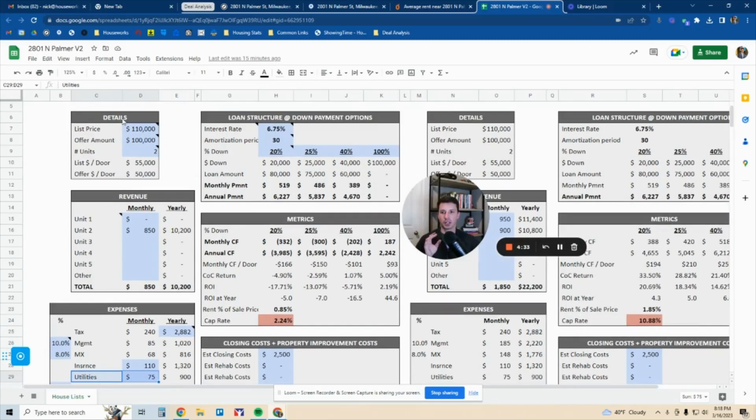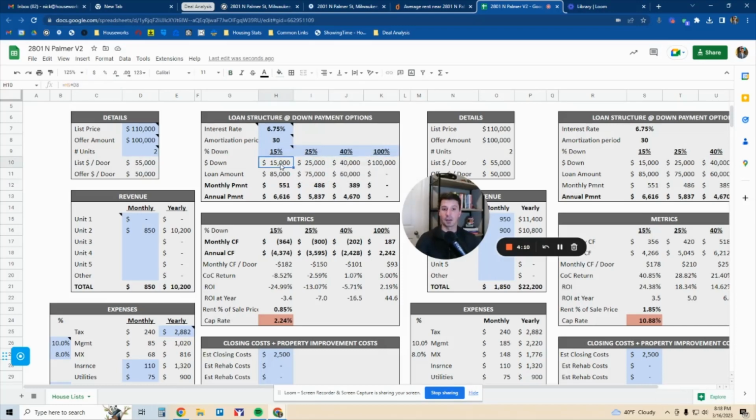So we talked through everything here on the left side. Now let's go into the loan structure. Your interest rate, here you're going to type in your interest rate, your amortization period. So we're just looking at a standard 30-year mortgage for this. And then here we have some different options for what our down payment percentage is going to be. And again, you could edit all of these if you want to compare a 15% to a 25%, so on and so forth, different loan.